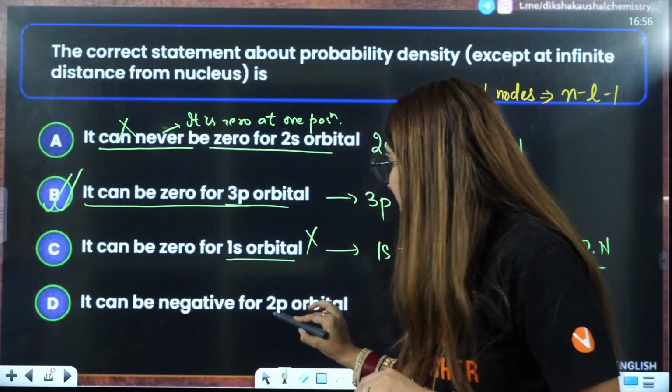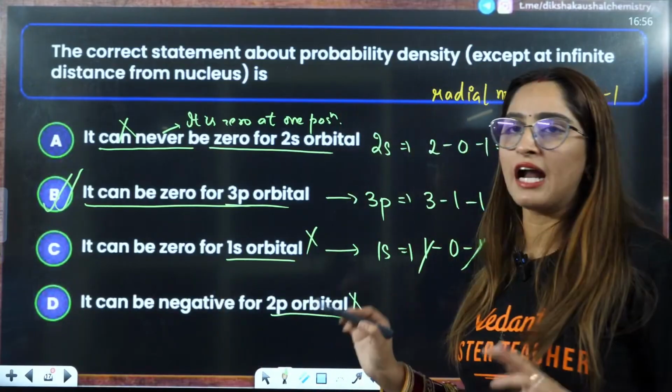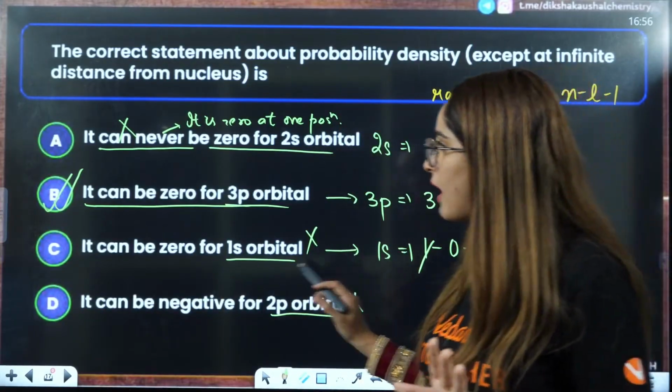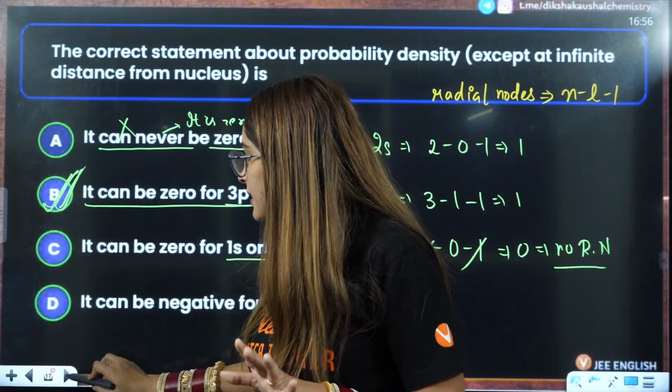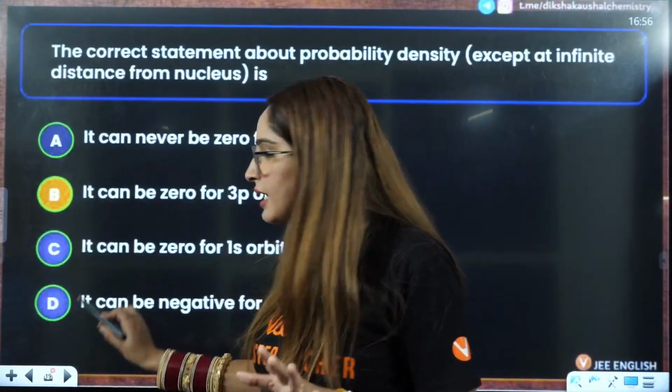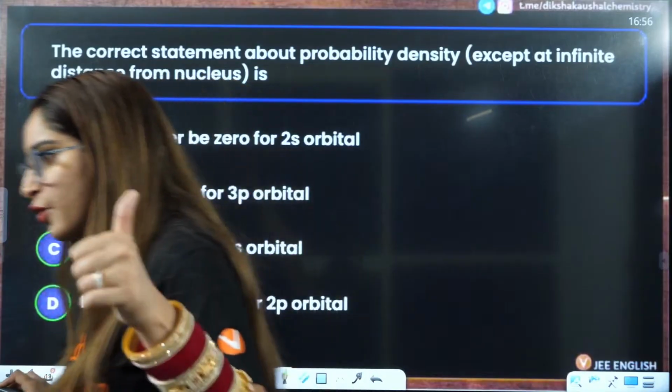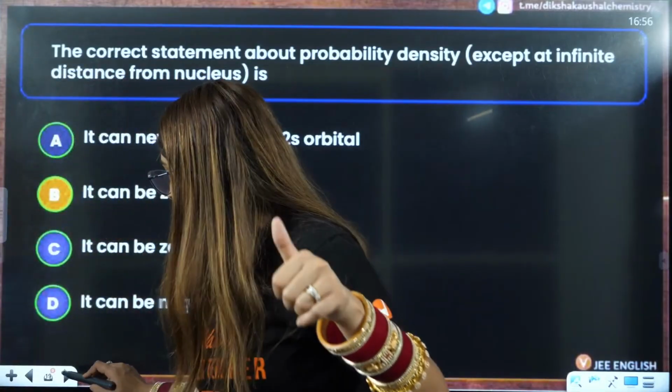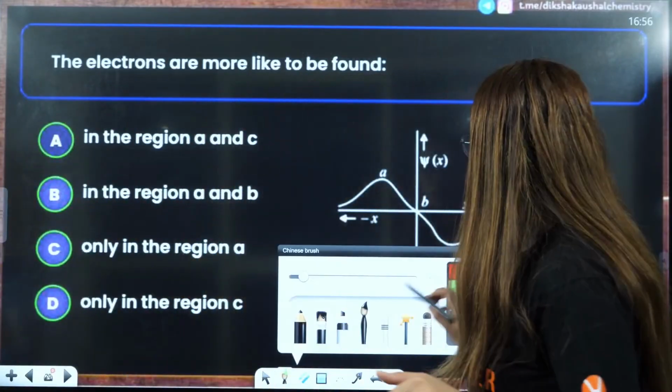It can be negative for 2p? No, it can never be negative. That is also an incorrect statement. So B is the correct answer. Is that clear to everybody? B is the correct answer. Okay, understood? Right? Okay, students.